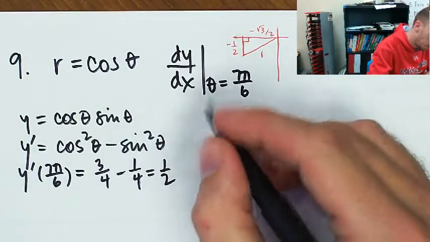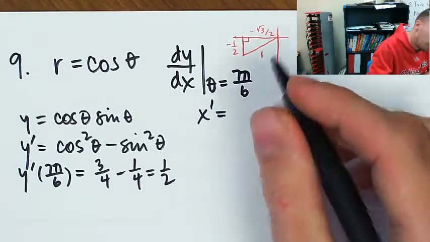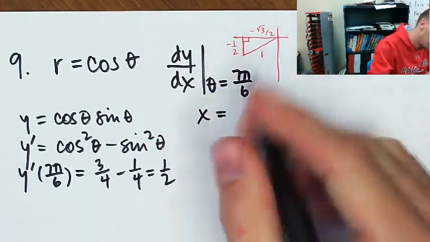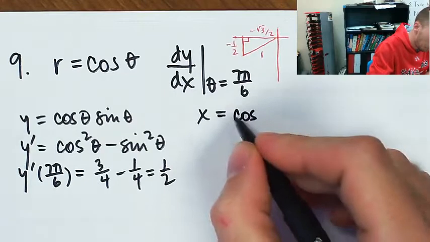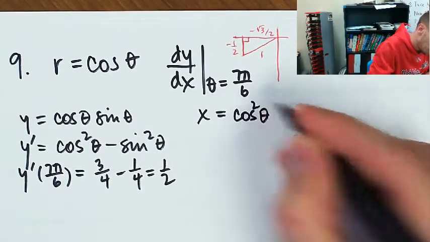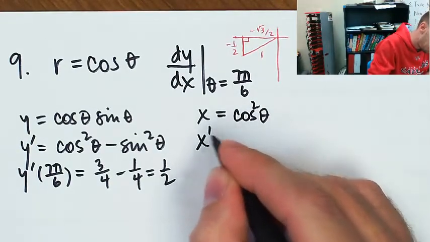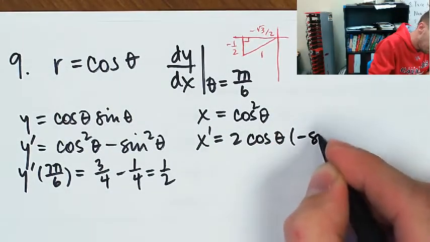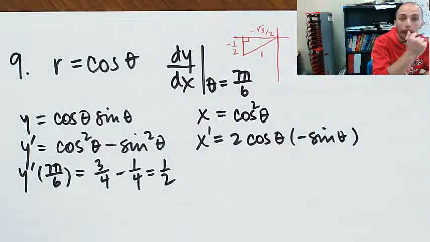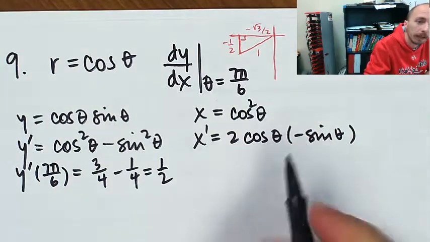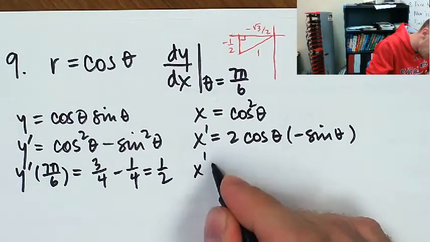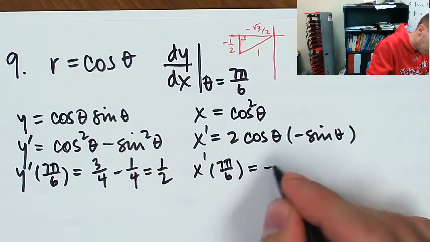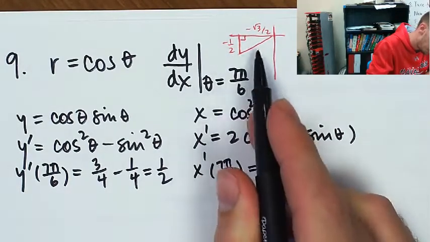Okay. All right, so I got y prime. Let's get x prime. X prime, I'm not ready for. I need to write an expression for x before I can take its derivative. Okay, so I've got cosine theta times cosine theta, because x is r cosine theta. So I know that's 2 powers of cosine. X prime is 2 times cosine theta to the first power times the derivative of cosine theta, which is negative sine theta.